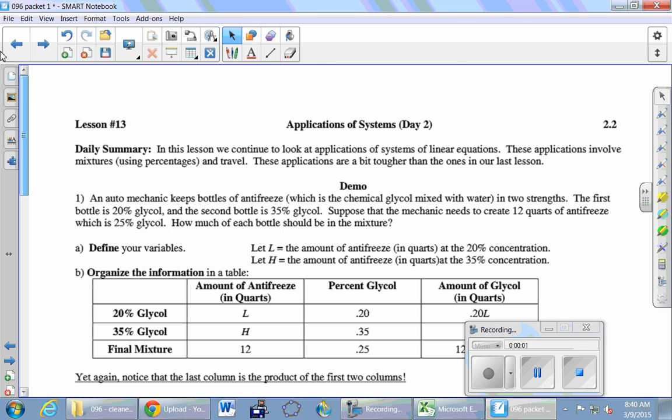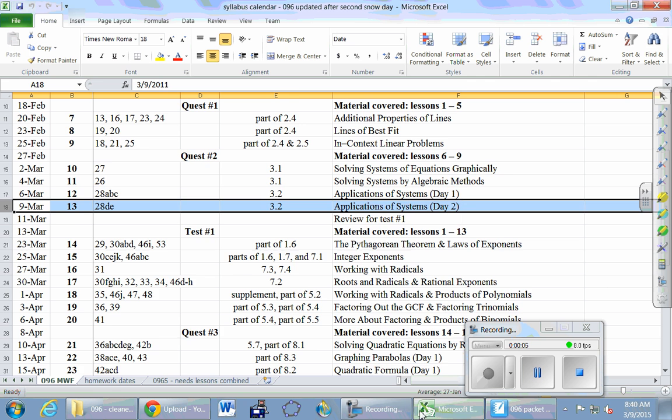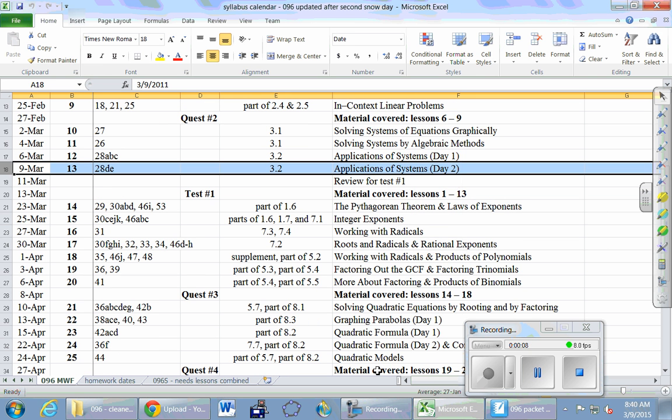All right, so starting on page 90, we'll take our quick look at the calendar. Today is our second day of applications of systems. That is to say, we're doing more word problems today. The word problems today are going to be a little bit tougher than the ones yesterday, but the table hopefully will still help us organize all of that information.